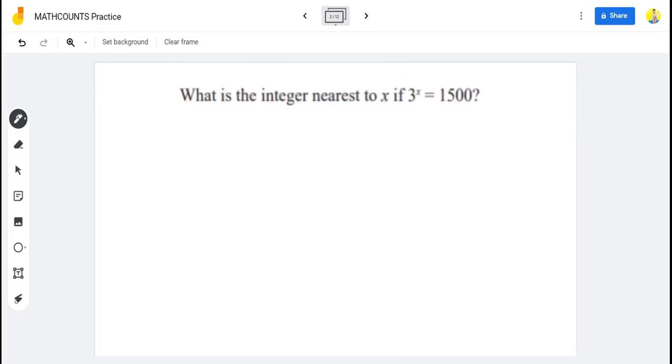What is the integer nearest to x if 3 to the x equals 1500? So to solve this problem, we basically see that 3 to the 6th equals 729, and 3 to the 7th equals 2187. And you know that x is between 6 and 7, but is it closer to 6 or is it closer to 7? We need to figure that out.